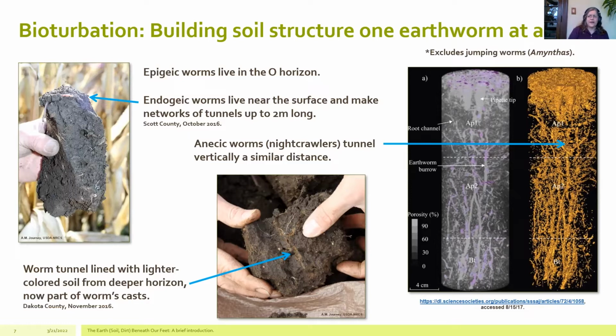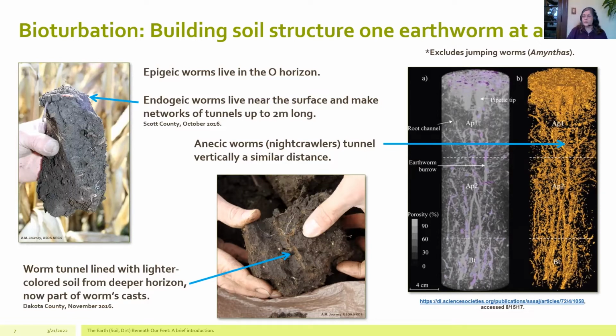On the right-hand one, where we have these scans of soil cores, you can see root channels are fairly small, but the earthworm burrow, and these are from the anecic worms, the night crawlers, are really quite large. So the earthworm tunnel that goes straight up and down becomes a pipeline for water going into the soil when it rains, for air, which gets sucked down into the soil as water passes into it.